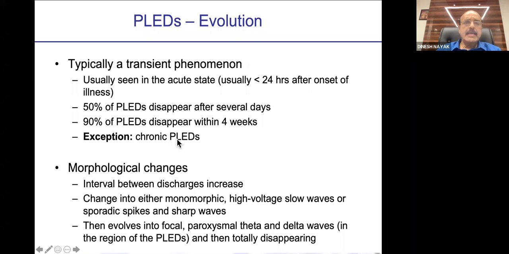And very rarely, as we saw in some examples, it leads on to chronic PLEDs, but the overwhelming majority of them will disappear. Now, how it disappears gradually: the interval, which was about 1 per second or so, slowly the interburst interval will keep on increasing. Then slowly they'll be replaced by just slow waves or some sharp waves, and finally the EEG becomes continuous. There are hardly any PLEDs. So that's how it slowly disappears.